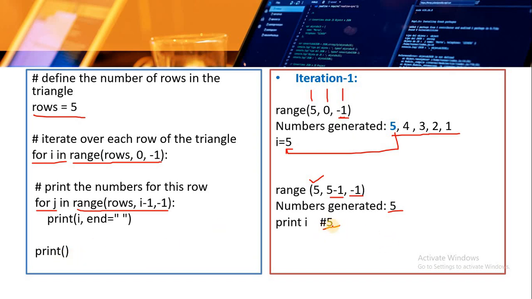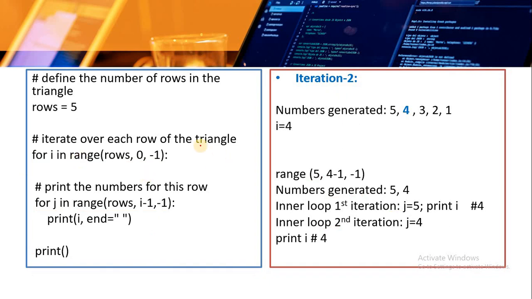After printing that 5, a space is created. Then again it reaches the starting point. But here there are no values to store into j because we have only one value, that is 5, and it is completed already. So it comes out from the inner for loop and reaches this print statement. It is used to create a new line. So a new line is created after printing the 5. This print is a part of the outer for loop. Now see, this is the second iteration.